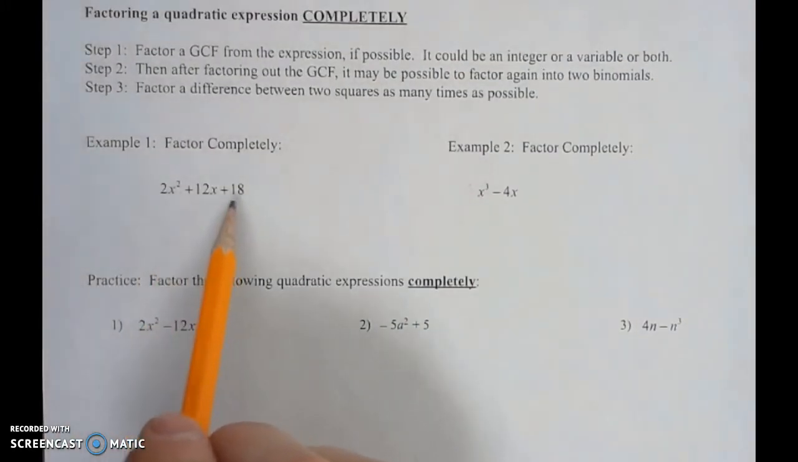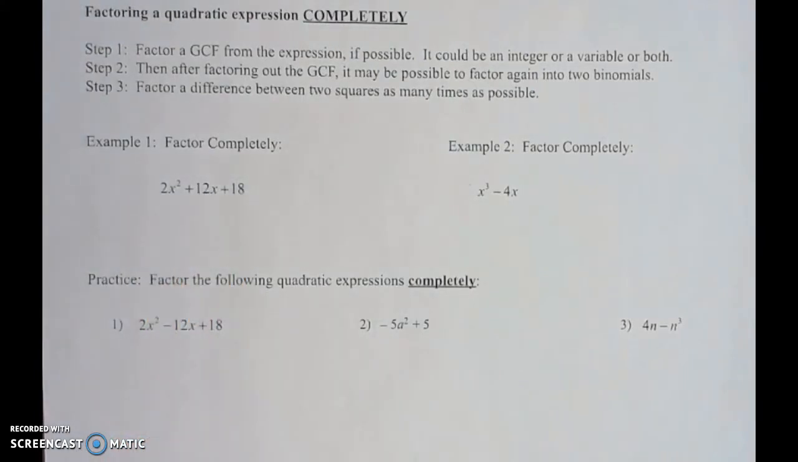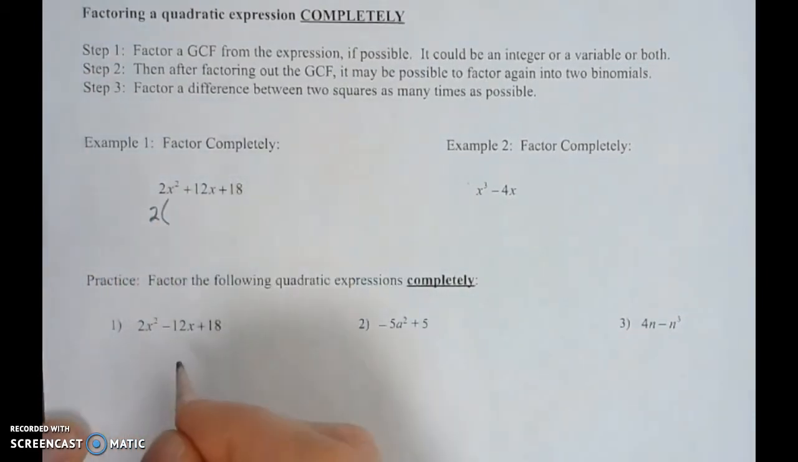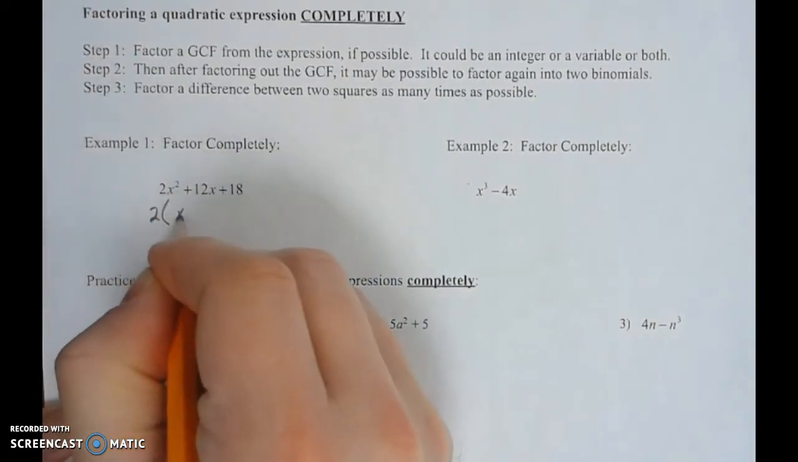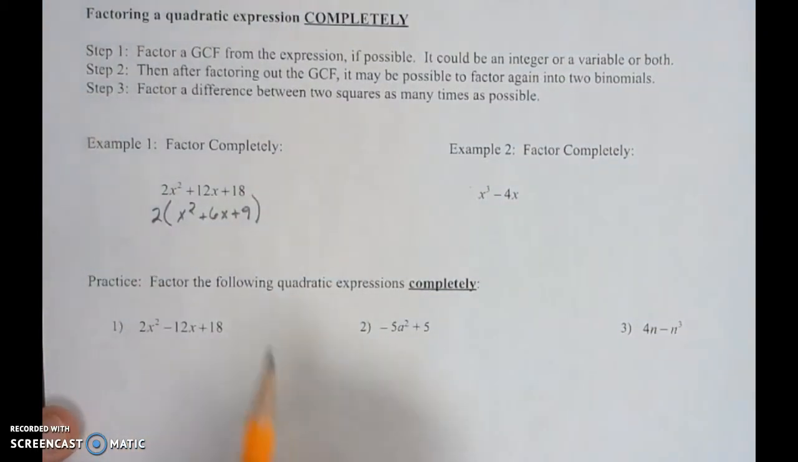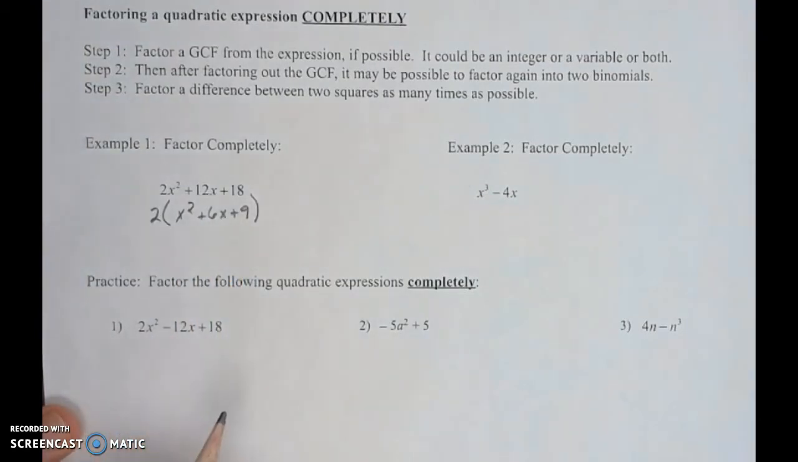In this first example, looking at these three terms in that polynomial, I notice that they have a GCF of 2. So I'm going to start by factoring out the GCF of 2. When you factor out the 2, that's going to leave you with x squared plus 6x plus 9. And now I'm looking at this trinomial to see if I can factor it into two binomials.